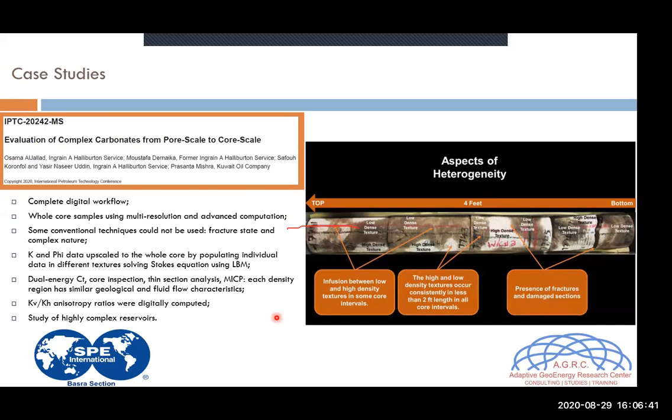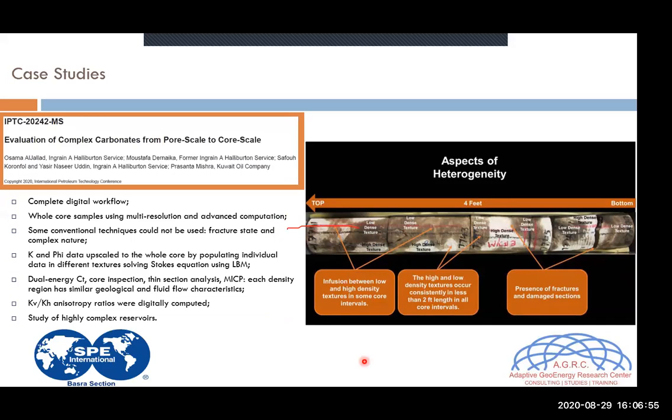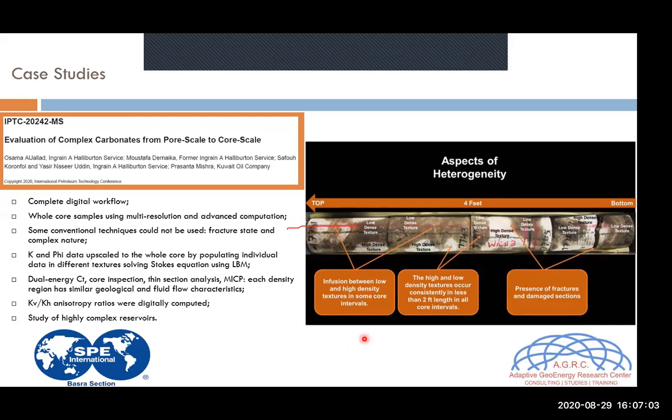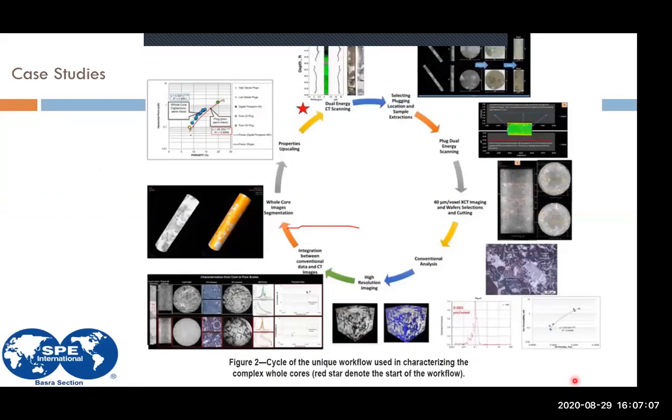In this digital perspective, there's no problem if you are dealing with a fracture system, for example, like this. We can use some digital techniques, I'm going to show you later, to try to fix these fractures, to try to come back to the original core aspects. Okay, so moving here, this is the complete workflow that was used in this specific study.